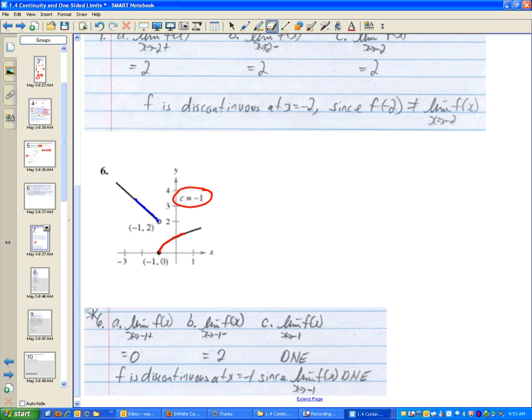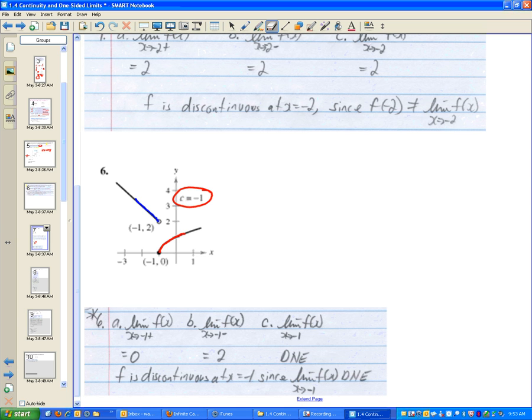We don't have to say gap, hole, asymptote. We say f of c is not defined, or we say the limit does not exist, or we say the function value and the limit do not equal each other. It's one of those three reasons to make a function discontinuous at a point.